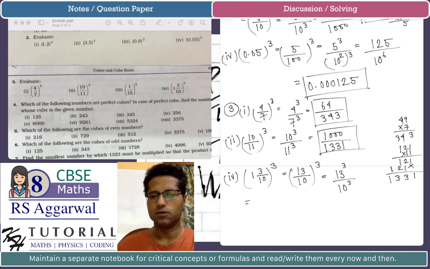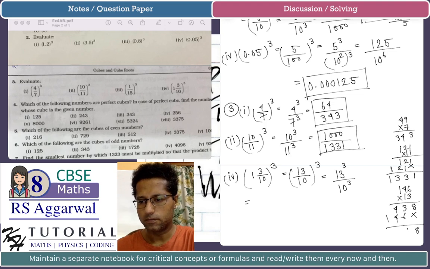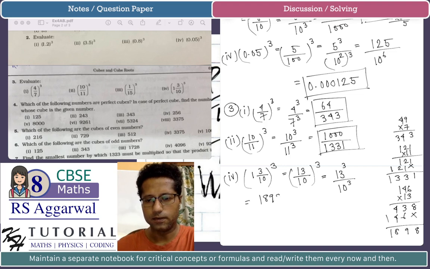Now what is 13 cube? 13 square is 169. So 169 multiplied by 13, that gives 2197. So 13 cube is 2197, and then we have divided by 1000. This is equal to 2.197.